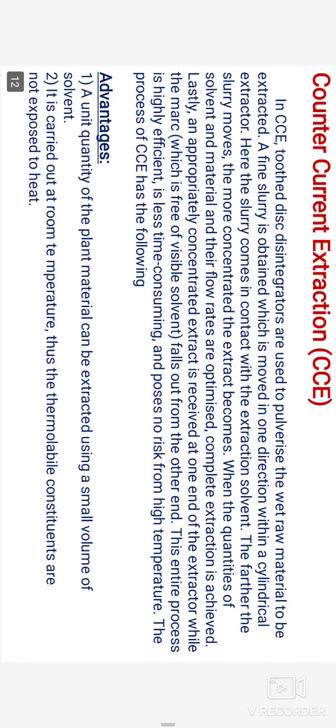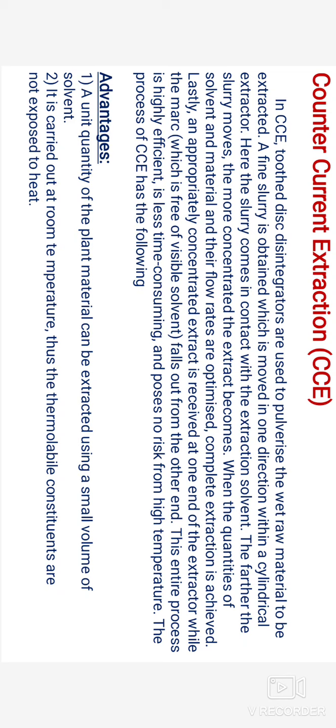Then the next apparatus is countercurrent extraction. In countercurrent extraction, two disintegrators are used to pulverize the wet raw material to be extracted. A fine slurry is obtained, which is moved in one direction within a cylindrical extractor. Here the slurry comes in contact with the extraction solvent. The further the slurry moves, the more concentrated the extract becomes. When the quantities of solvent and material and their flow rates are optimized, complete extraction is achieved.